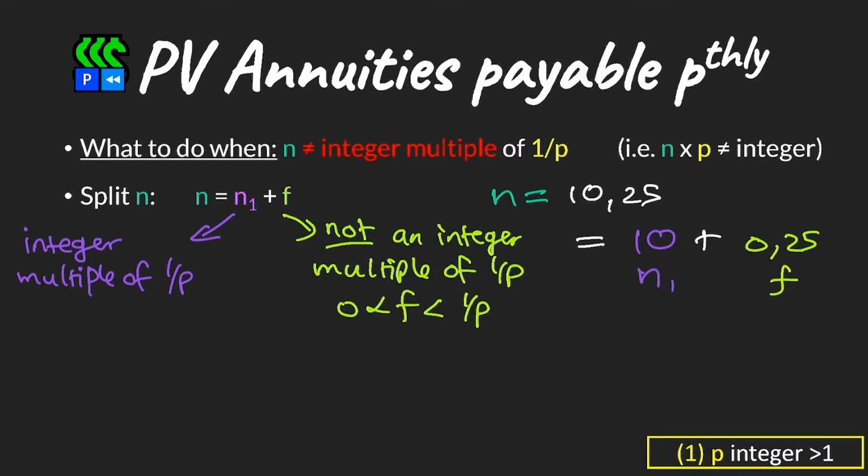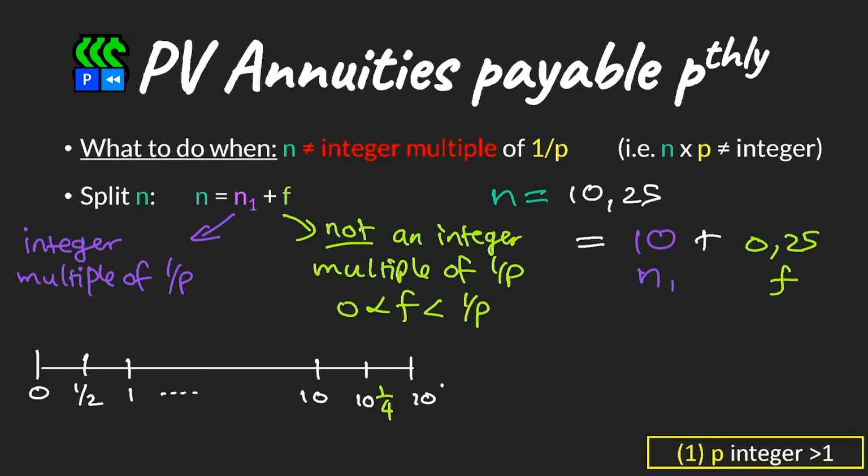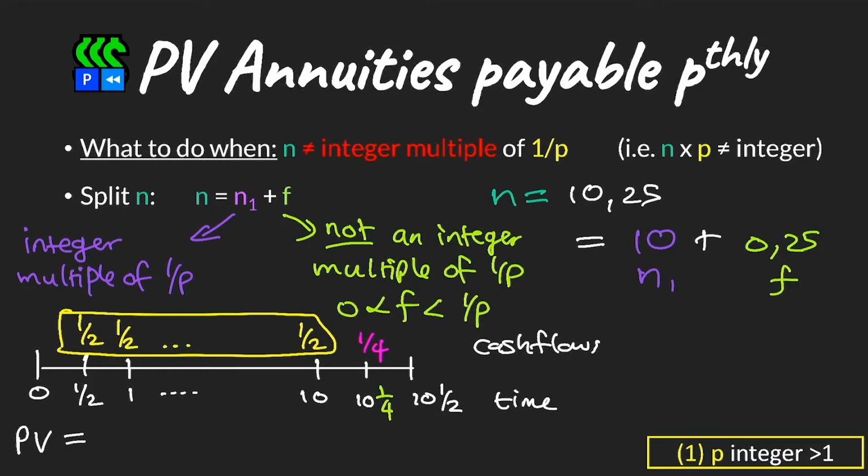This means all the payments over the 10 years need to add up to 10, and the one payment that's left needs to add up to 0.25. So since p is equal to 2, we can see that for the first 10 years, we will have 20 payments of 1/2 each, such that if we add up all those payments, we end up with 10. And then we have one payment made at the end of the period, since payments are made in arrears, and this payment is equal to 0.25, and it's made at time 10.25. This means we can use our usual annuity formulas for the first 10 years since n times p is an integer in this case, and we will then simply discount the last payment as a single payment on its own. And that's how we treat this case.